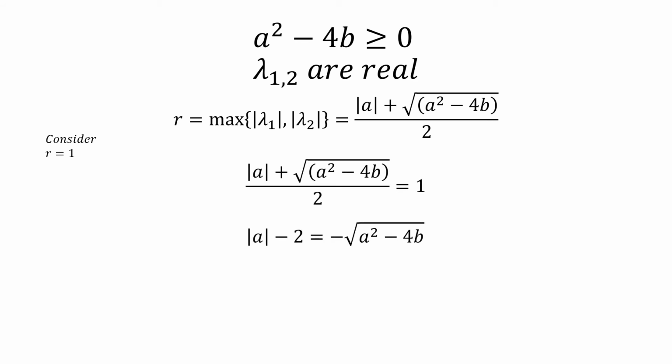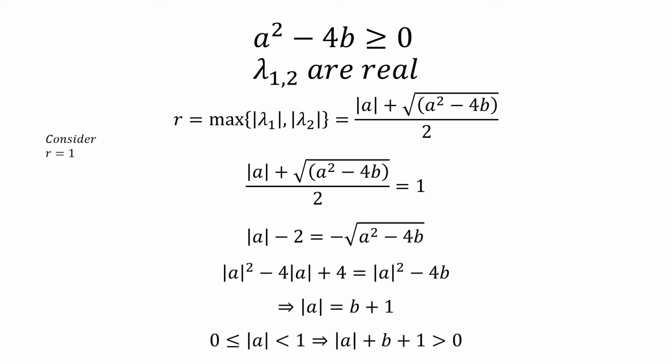This can be rearranged into the modulus of a minus 2 is equal to the negative square root of a squared minus 4b, which, by squaring everything, gives us the modulus of a squared minus 4 times the modulus of a plus 4 is equal to the modulus of a squared minus 4b. This can be rearranged to give the modulus of a is equal to b plus 1. So r is between 0 and 1 only when the modulus of a is between 0 and 1 also. So this gives us the modulus of a plus b plus 1 is greater than 0, which we can then expand out to get the previous Jury conditions as before. These are the proofs of the Jury conditions when checking stability.